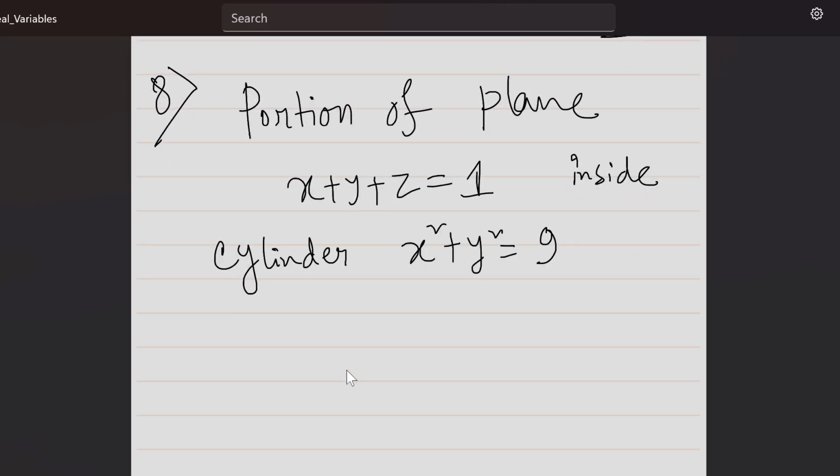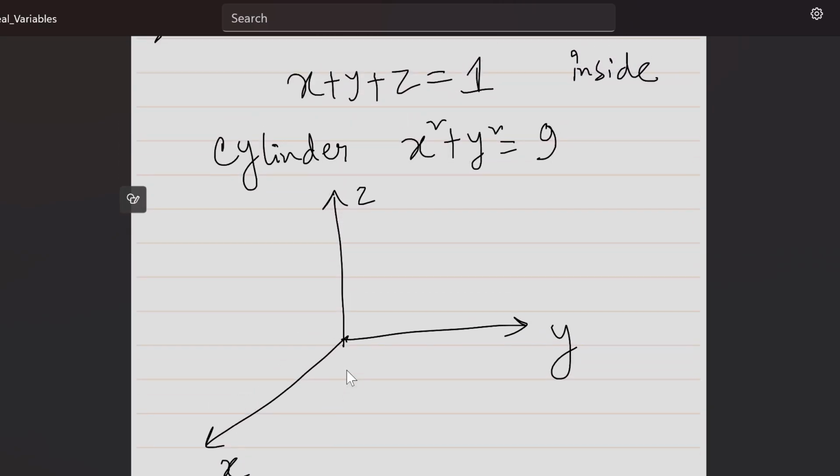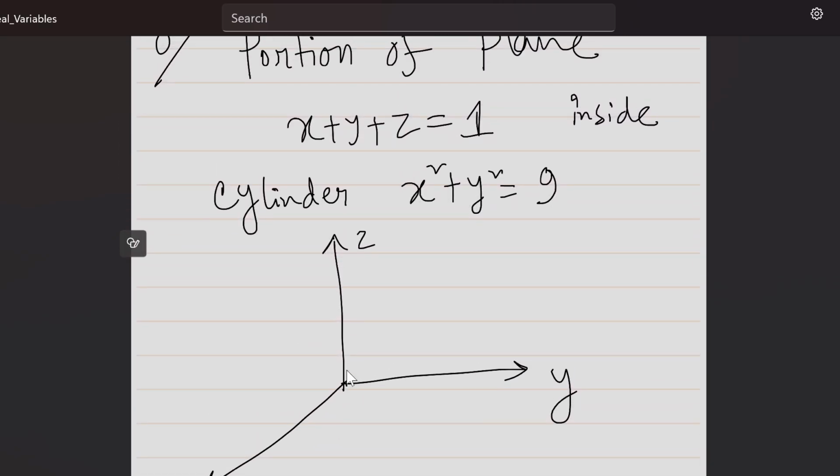So first let me draw how it looks. X, Y, Z. Portion of the plane. What is the equation of the plane? Can anyone tell? This is x by 1 plus y by 1 plus z by 1 equal to 1. That means it connects at 1, 0, 0, 0, 1, 0 and 0, 0, 1. So this is the plane, and the cylinder inside.